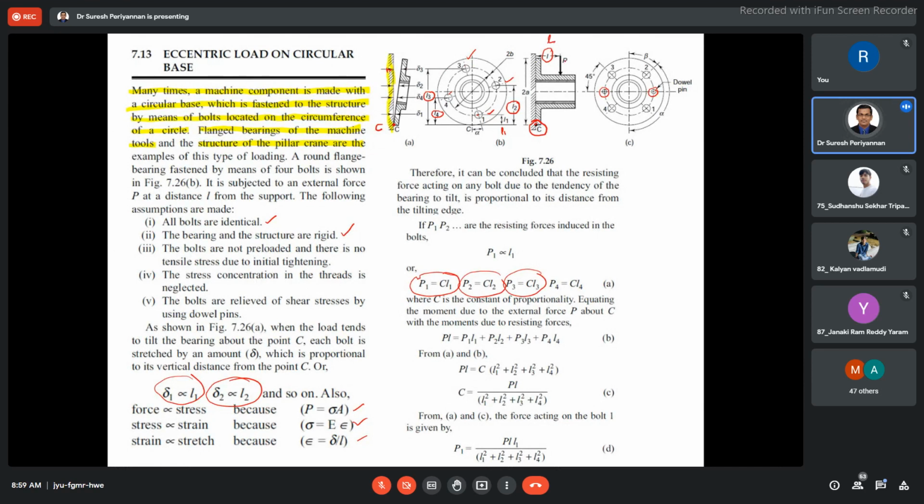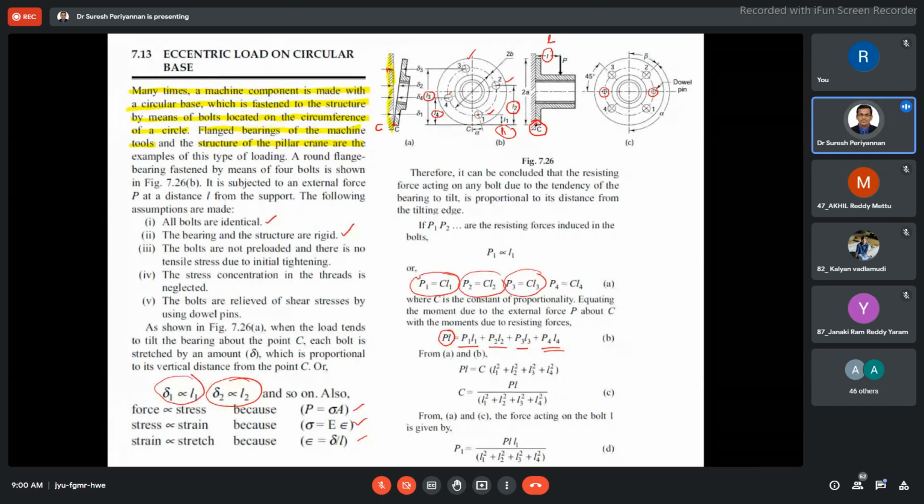Now the left-hand side is PL, equal to the sum over the 4 bolts. Each bolt is located at a different distance with respect to point C. Hence we are taking the bending moment with respect to point C: P1 L1, P2 L2, P3 L3 and P4 L4.